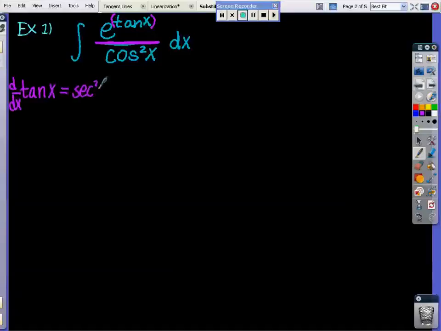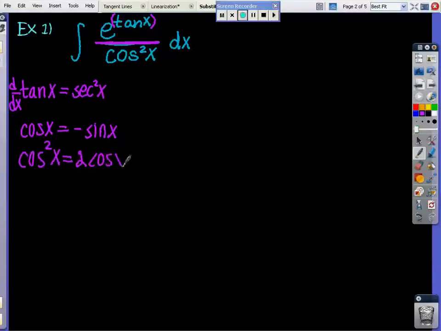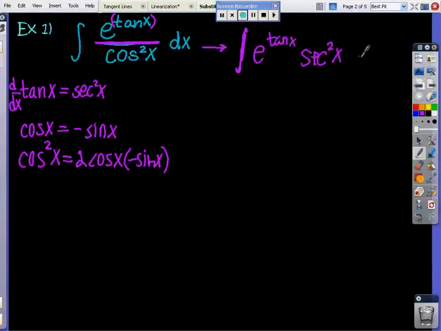is secant squared of x, which doesn't show up. Cosine's derivative is negative sine of x, which doesn't show up. Cosine squared's derivative is 2 cosine of x negative sine of x, which definitely doesn't show up. But the reason why I gave this problem is you actually can rewrite the problem to be the integral of e to the tangent of x. And instead of putting divided by cosine squared, I can put multiplied by secant squared of x.